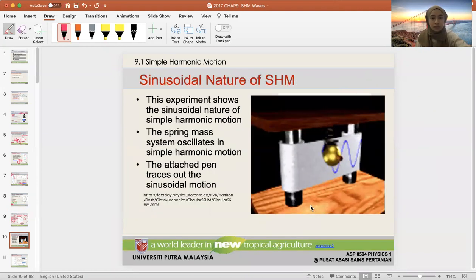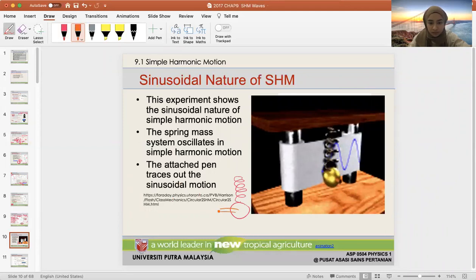So this is the sinusoidal nature of simple harmonic motion. This experiment shows the sinusoidal nature of SHM. The spring mass, okay, so this is a vertical spring. They try to map it out: you have a spring and then you attach a ball to the spring, and then you attach a pen to the ball. So each time the ball swings up, swings down, swings up, swings down, because it is in simple harmonic motion, the pen writes on the paper.